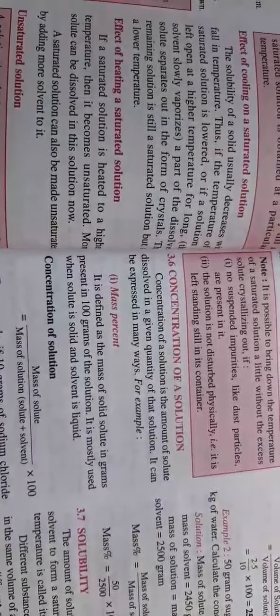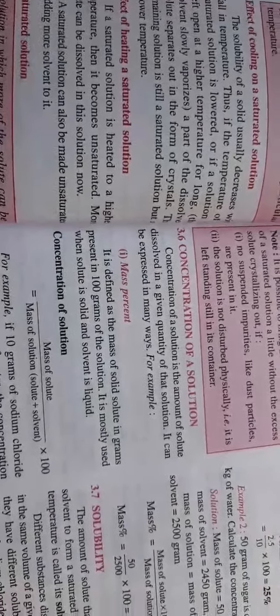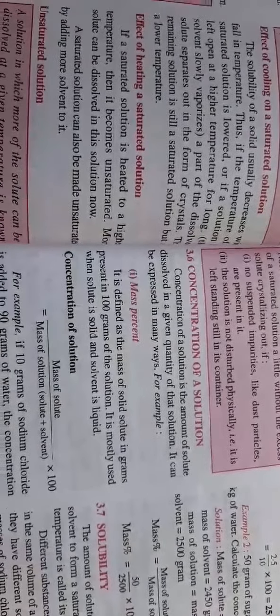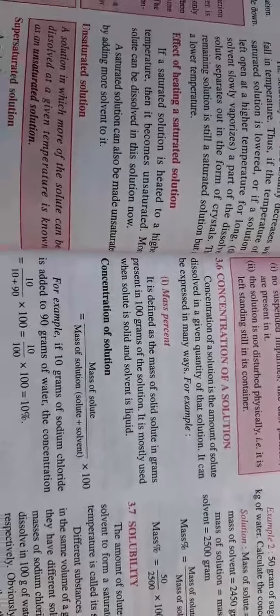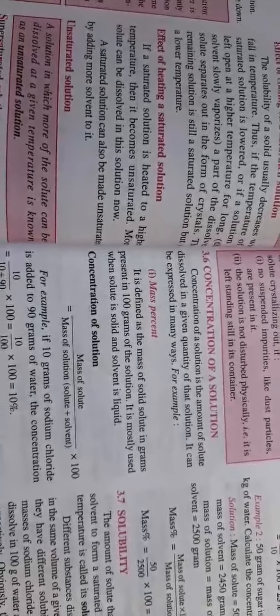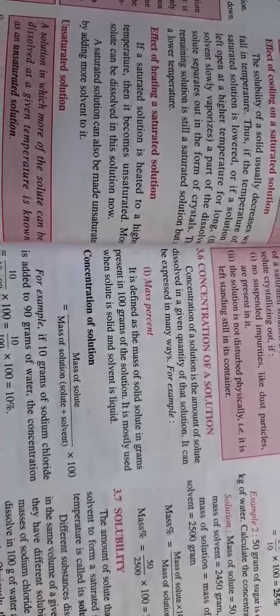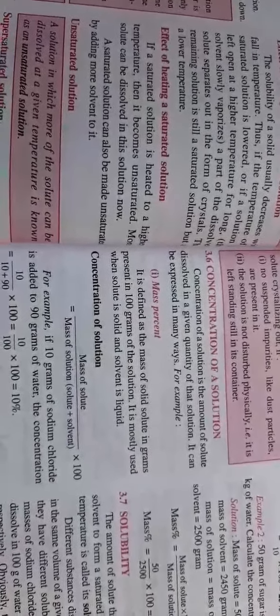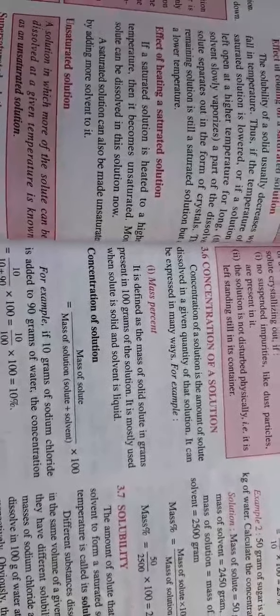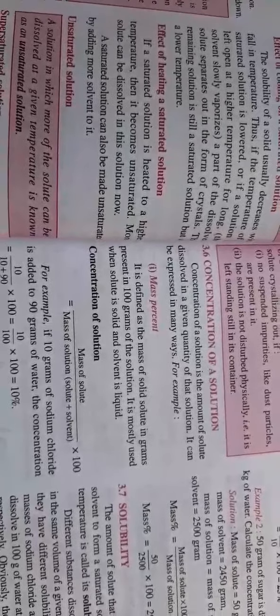We'll now look at how we can find out the concentration of a solution. You are given a solution and told to find the concentration. So the first method is mass percentage. It is defined as the mass of solute in grams present in 100 grams of solution. It is mostly used when the solute is solid and the solvent is liquid.